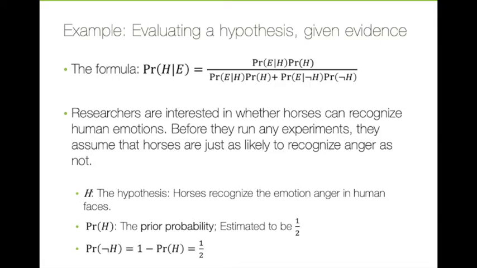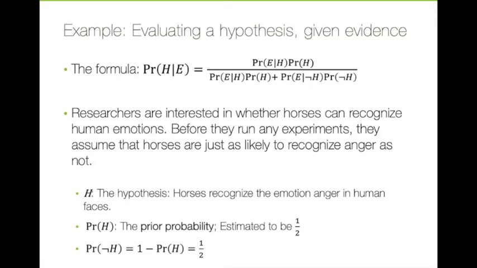So first we're told that researchers are interested in whether or not horses can recognize human emotions. And before they run any experiments, they work with the assumption that horses are just as likely to recognize anger as not. So they're neutral on whether or not their hypothesis is true. So their hypothesis is horses recognize the human emotion anger in human faces. That's what H stands for. The probability of H, that's our prior probability, is estimated to be 1/2.